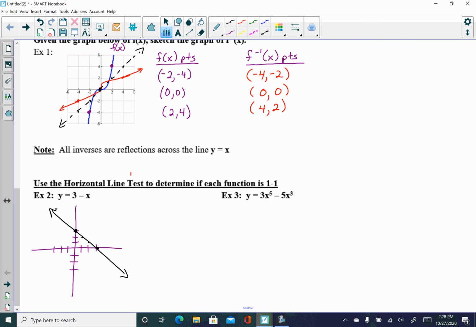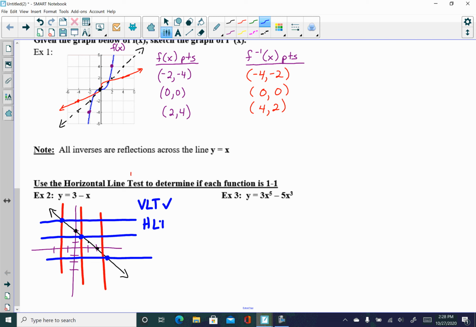I know that this is a function because it passes the vertical line test. Anytime I draw a vertical line, I only pass through one point. I know its inverse will be a function because anytime I draw a horizontal line, going back to that original black line, I'm only crossing my graph at one point. So it passes the vertical line test and the horizontal line test, therefore my function is one-to-one. So I'll just say here y is one-to-one.